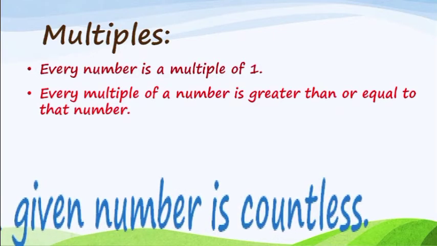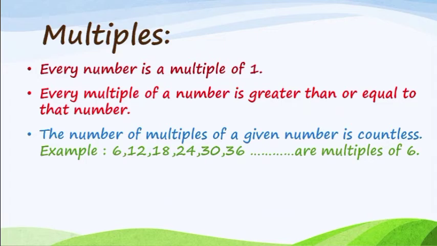Third one, the number of multiples of a given number is countless. If you try to find the multiples of any number, you will find they are countless. It is not necessary that you can write the multiples of a number only up to 10 times. You can also find the multiples of a number 11 times, 20 times, 50 times, 100 times, 1000 times. It depends on the type of condition.